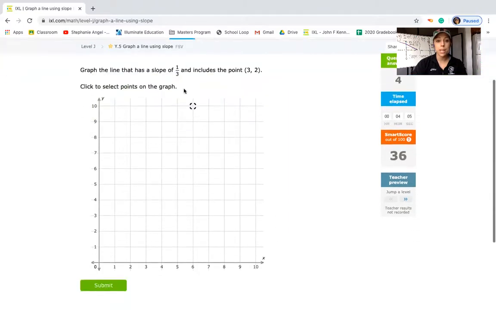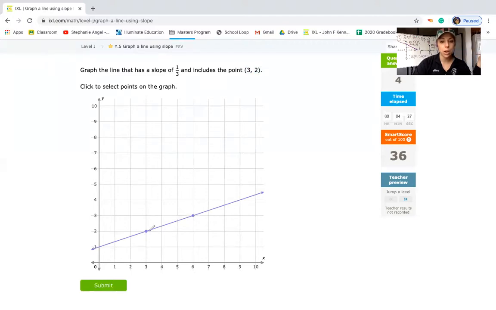All right, now this one gives me a slope of 1/3. Compared to the last one, that means it's not going to be very steep. So if my point is 3, 2, and my slope is 1/3, this time my change in y is 1. So I'm going up 1. My change in x is 3, to the right 3, 1, 2, 3. There's my line.